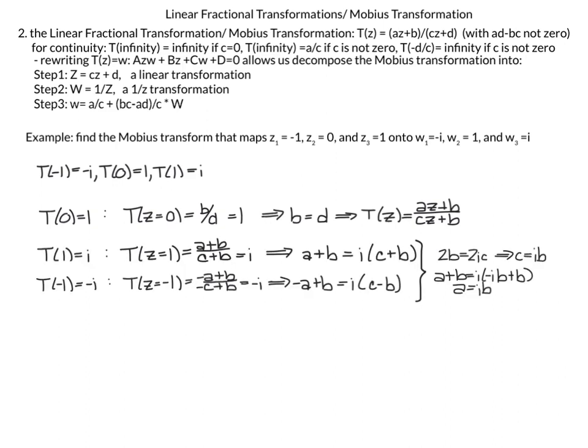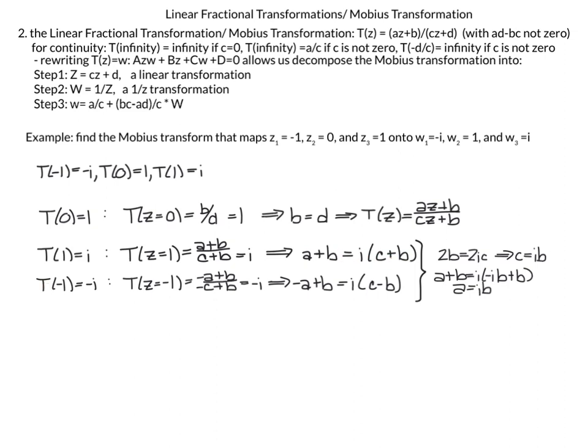Next, I can plug in T of 1 is equal to i. If I let z equal 1, plug that into T, and this is my new T because I've already established that b equals d, I'm going to get (a plus b) over (c plus b) is equal to i. Again, I just let z equal 1 in this equation. So multiplying both sides of the equation by c plus b, I get a plus b equals i times (c plus b). This is as far as I can get now.